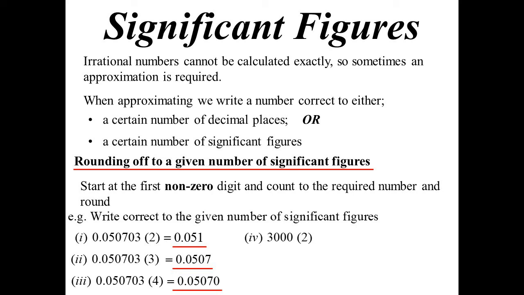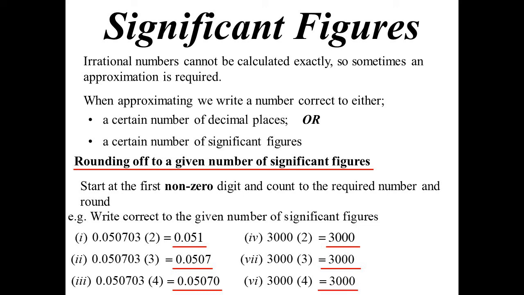Now, whole numbers are always interesting. If I wanted to do 3,000 to 2 significant figures, it would be 3,000. You start at the 3 and then round off. But I've got to put the other zeros there because otherwise I'd have 30 and I've changed the size of the number. If I did it to 3 significant figures, it would still be 3,000. This time I've got to put the last 0 in there. Well, 4 significant figures, it's going to be 3,000. So regardless of whether we're talking about 2, 3 or 4 significant figures, we get the same answer.